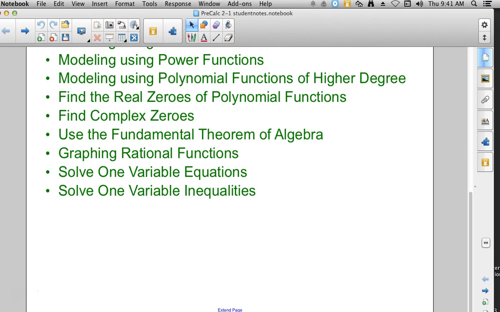So graphing rational functions, solving one variable equations, and solving one variable inequalities. So a lot of that, hopefully you're thinking, hey, I've done that stuff before. So we're just going to build on it a little bit.